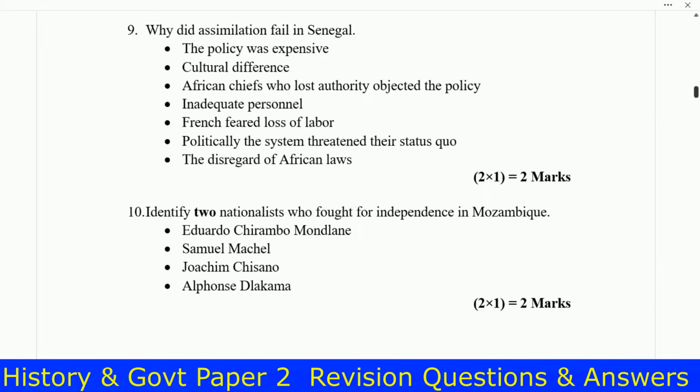The policy was expensive. Number 2, cultural difference. Next, African chiefs who lost authority objected to the policy. Next, inadequate personnel. Next, French feared loss of labor. Next, politically the system threatened their status quo. Next, the disregard of African laws.